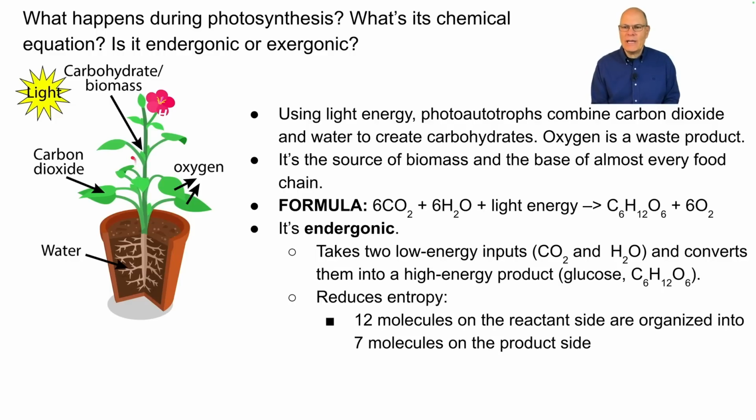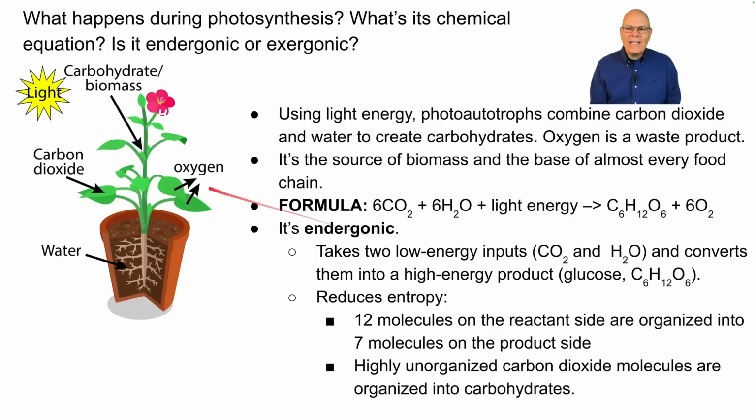And you can sort of count that out. So there are 12 molecules on this side of the equation, and there are 7 on this side. So we've taken something that was disorganized, made it into something more organized. A highly unorganized carbon dioxide, it's diffuse, it's a gas, and it's made into solid matter. And that's a huge decrease in entropy.